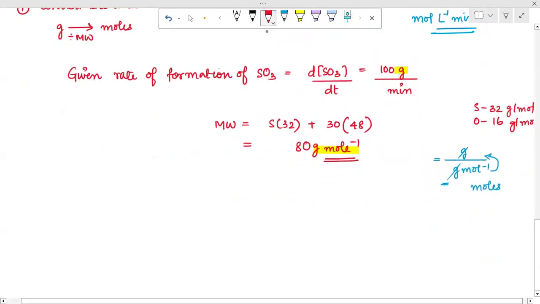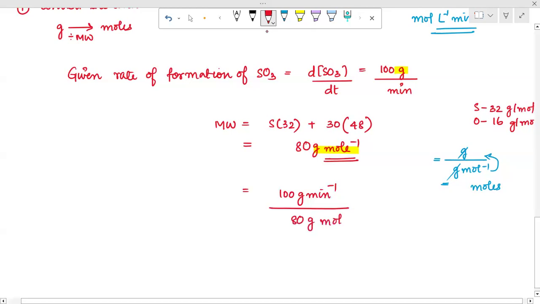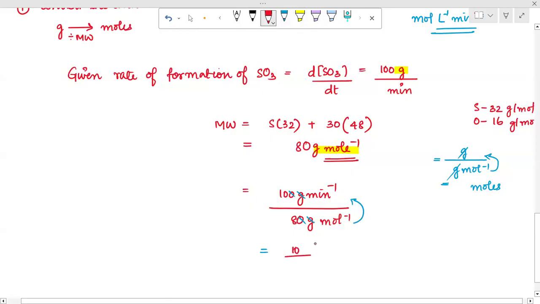Okay, so let's do that. So in order to convert, 100 grams per minute divided by 80 grams per mole is what you have. Now we'll cancel grams and grams. 100 by 80 is 10 by 8. And per mole, when it goes to the numerator, it becomes mole. So it's 10 by 8 moles per minute.